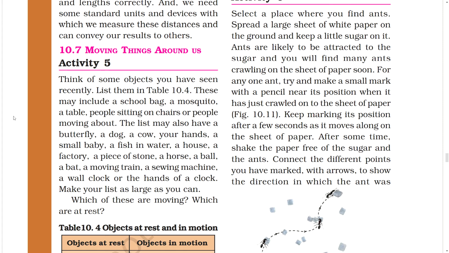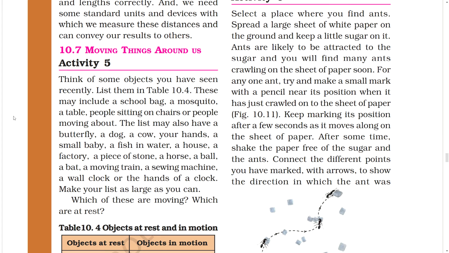10.7 Moving things around us. Activity 5. Do this. Think of some objects you have seen recently. List them in a table. This may include a school bag, a mosquito, a table, people sitting on chairs or people moving about. The list may also have a butterfly, a dog, a cow, your hands, a small baby, a fish in water, a house, a factory, a piece of stone, a horse, a ball, a bat, a moving train, a sewing machine, a wall clock, or the hands of a clock. Make your list as large as you can.